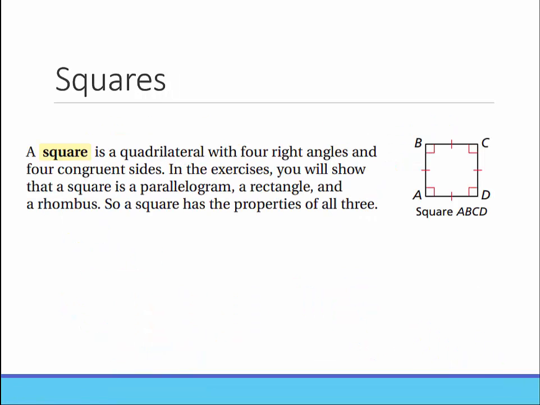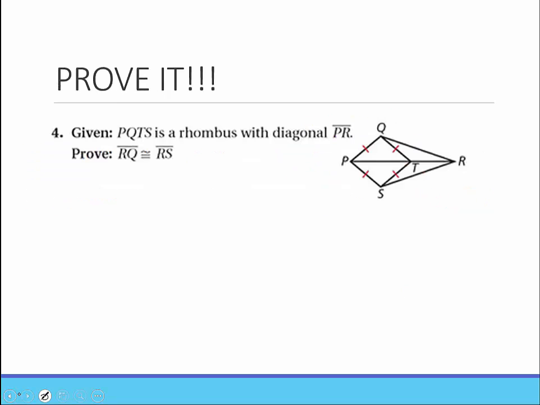So the last one we got to talk about is a square. A square is a special quadrilateral with 4 right angles and 4 congruent sides. So it has 2 of the conditions. It's like a rectangle and a rhombus put together. In the exercises, these we're going to do in class tomorrow. We're going to prove that if a square is a parallelogram, a rectangle, and a rhombus, it kind of fits all 3 categories there. So we're going to do that tomorrow in class.